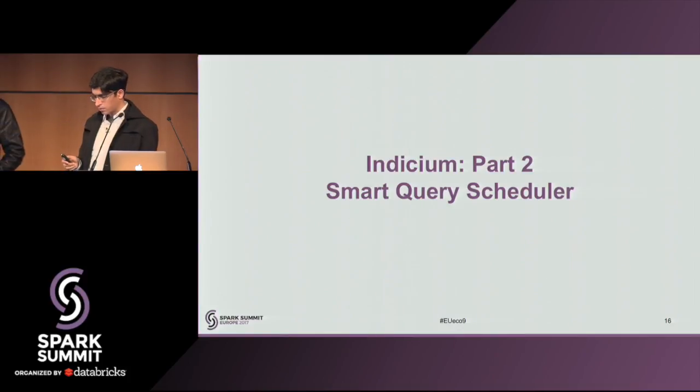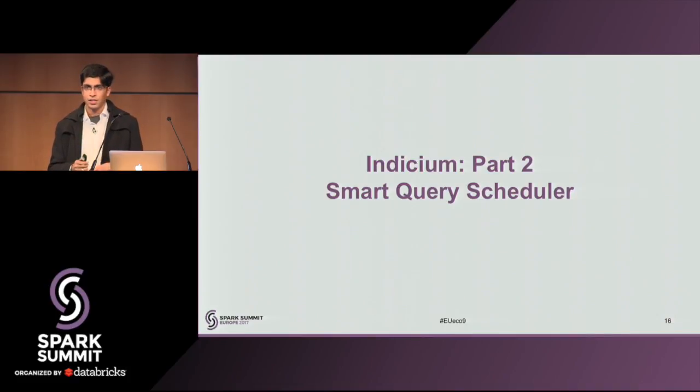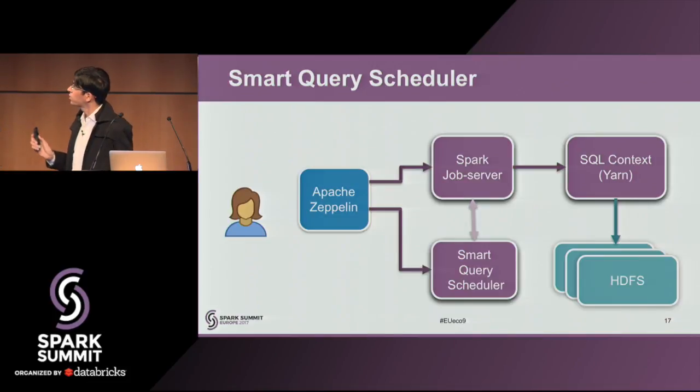So with these problems, we came up with our own set of improvements and optimizations, which we call phase 2 of Indicium, where we introduced something called a smart query scheduler. Let's have a look at the architecture for it. As you can see, it's pretty much the same as before. The only new component here is the smart query scheduler.